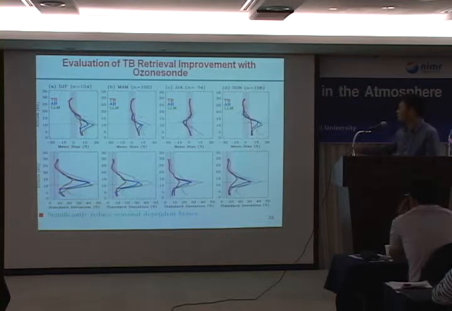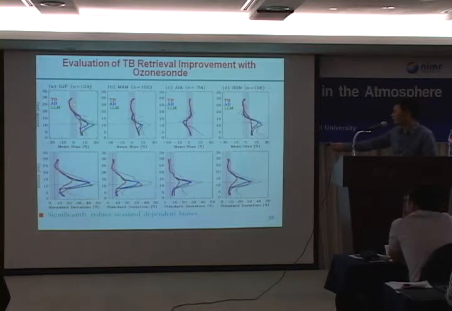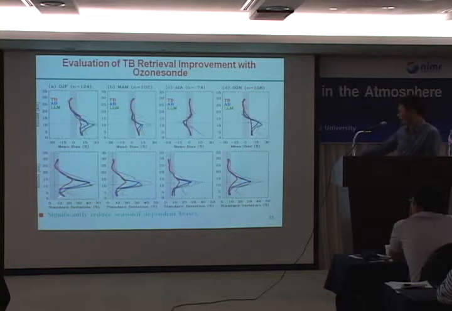We did some evaluation with ozonesonde observations. Basically you can see the results from the new climatology. The upper panel is for the mean biases, and the lower panel is the standard deviation of the differences. By using this climatology, we can significantly reduce the mean biases and also the standard deviation in the UTLS region.